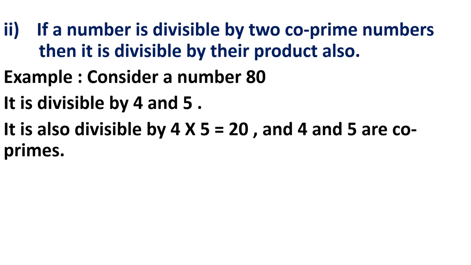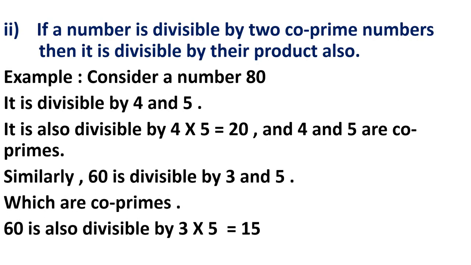So if a number is divisible by two co-prime numbers, here in this case number 80 is divisible by two co-prime numbers 4 and 5, then 80 is divisible by their product also. Product of 4 and 5: it is divisible by 4 multiplied by 5, 20. And 4 5s are 20. So 80 is divisible by 20 also.